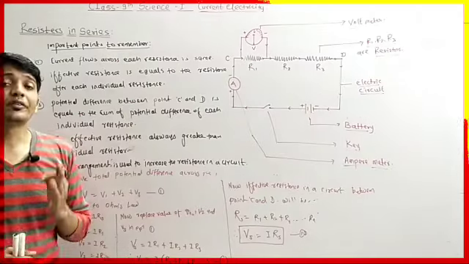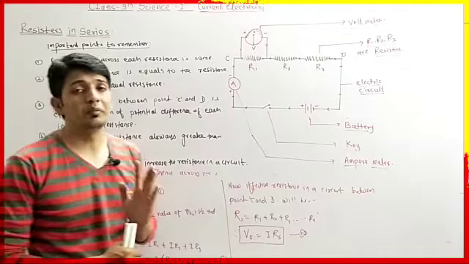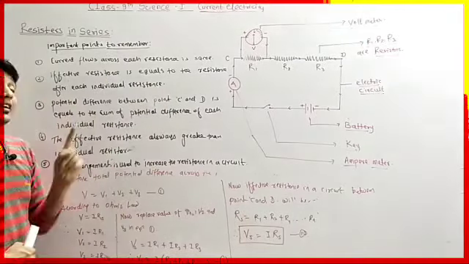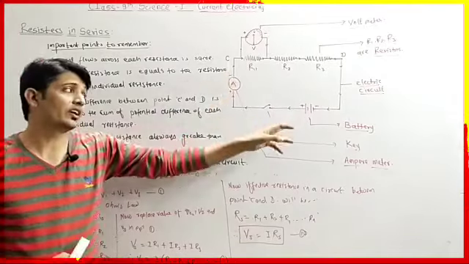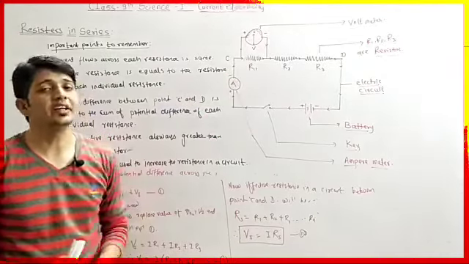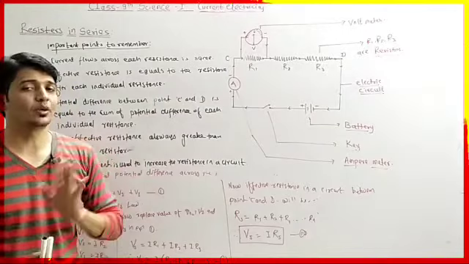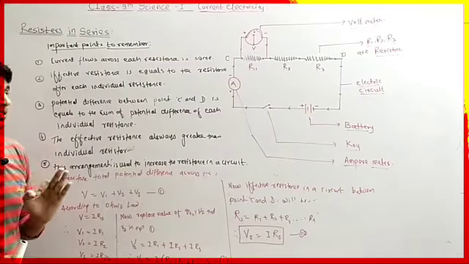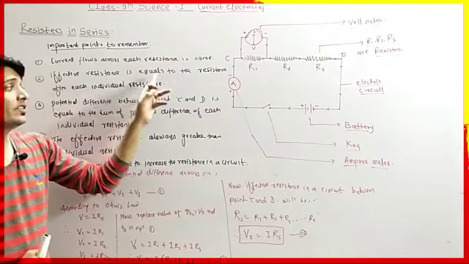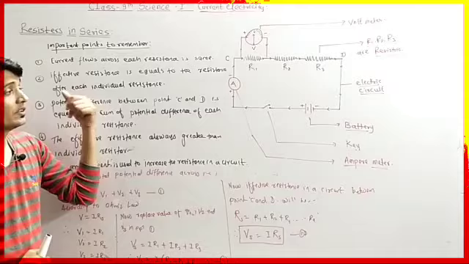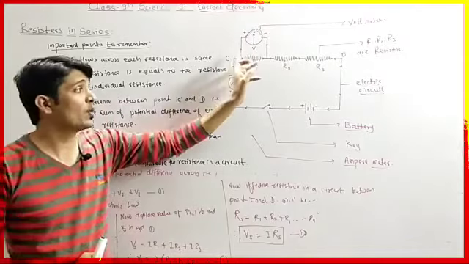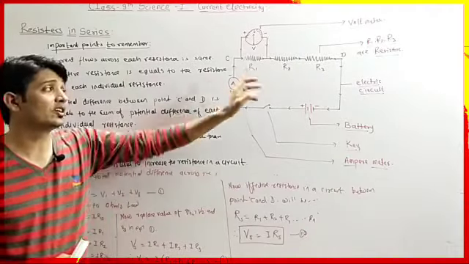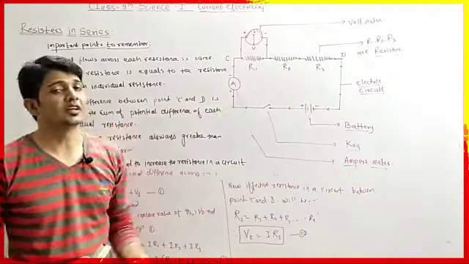Now there are a few important points that you have to remember. The first one is that the current flowing across the circuit and in between points C and D always remains the same. It is not going to change. Second point, the effective resistance between points C and D, that is Rs, equals the sum of the individual resistances.